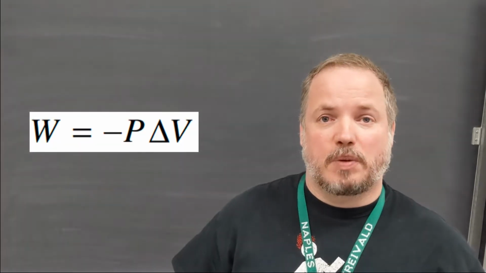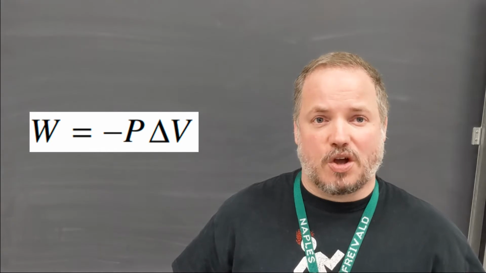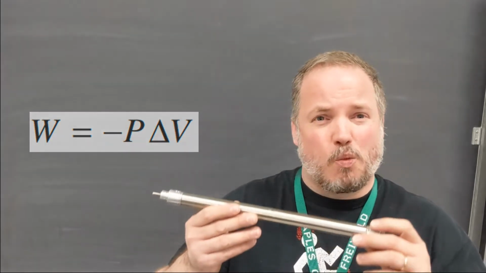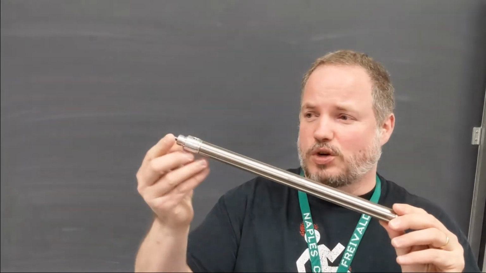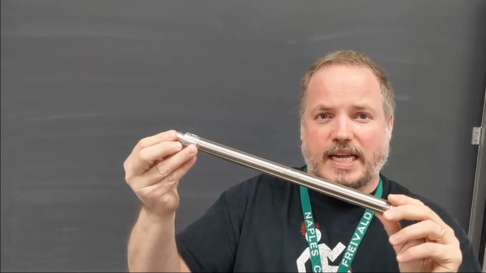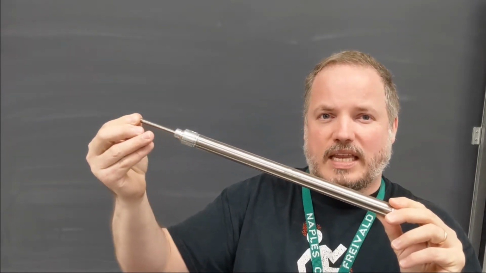We saw when working with fluids that pressure times volume has units of energy. And it turns out that the work done by a gas at constant pressure is minus P delta V. Now let's talk about that for a moment. Why the minus sign?